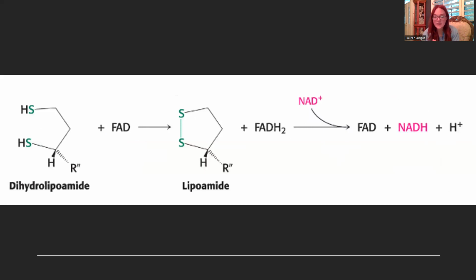Now, as a regeneration, the dihydrolipoamide will react with FAD to create that lipoamide. So that lipoamide is now restored, and it also yields the product FADH2. In order for our bodies to be happy with that, our coenzyme NAD+ will come in and react and create FAD plus NADH plus the hydrogen ion. That way it's stable within our bodies. This is done through the enzyme dihydrolipoyl dehydrogenase. So it uses two coenzymes, FAD and NAD+.